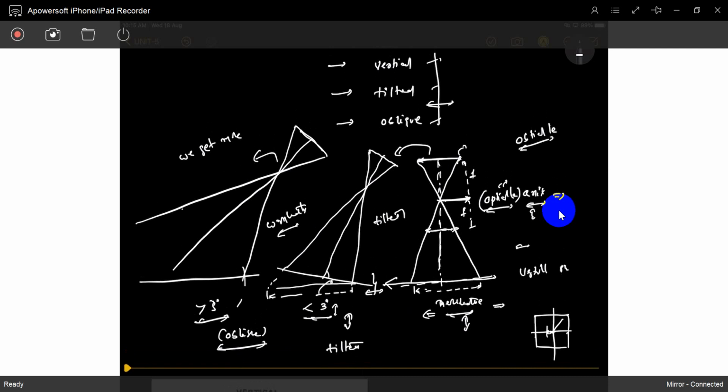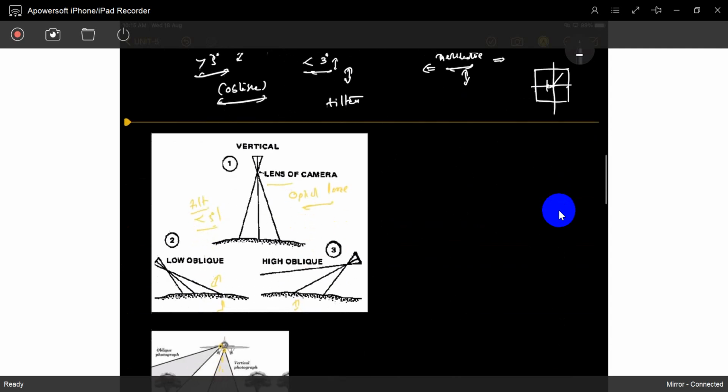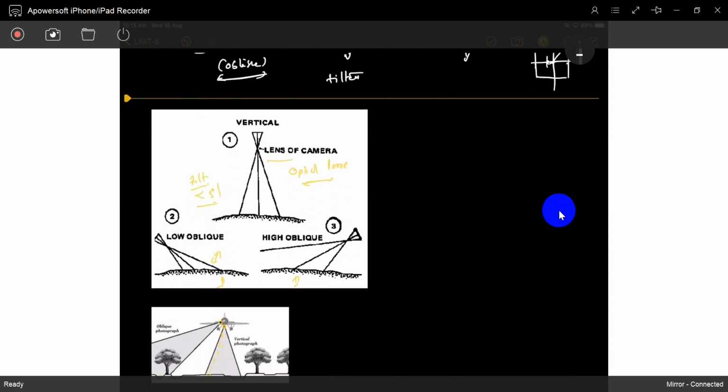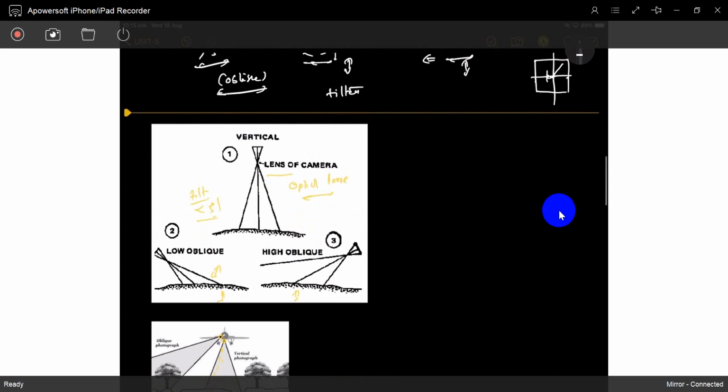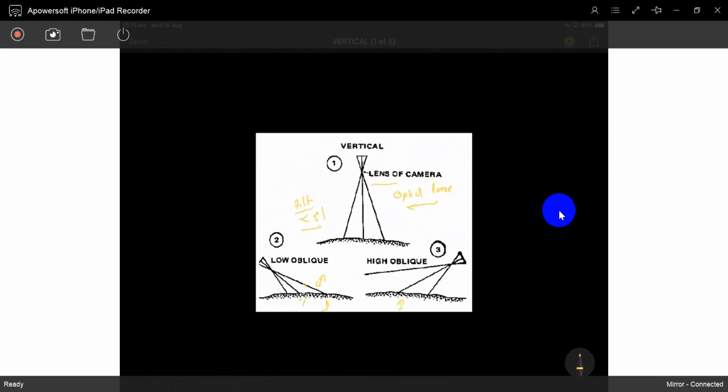And for oblique images, we intentionally tilt the camera; that's called oblique. Greater than 3 degrees is called oblique images. See this pictorial representation. This is the optical axis, this is the low oblique, this is the high oblique. There is no discussion of tilt images here. We intentionally put a tilt, it is called oblique.